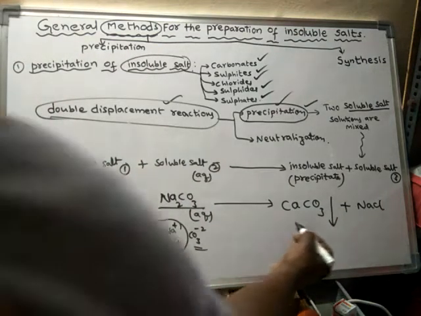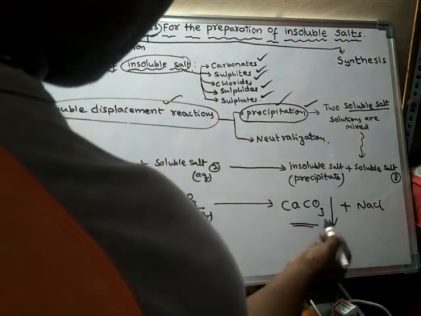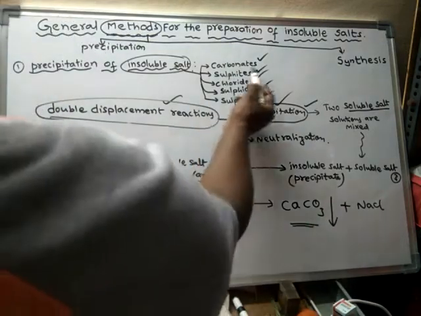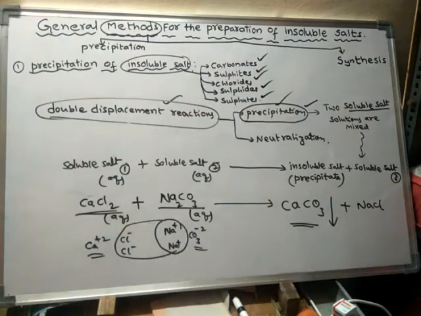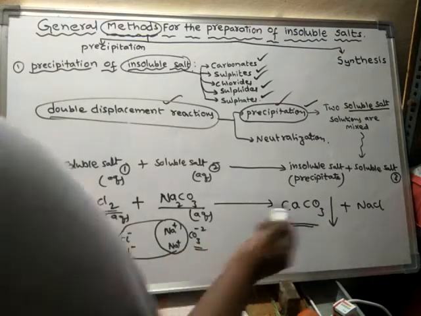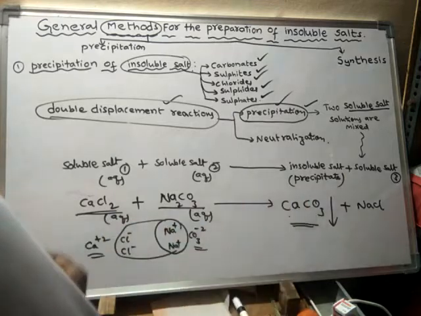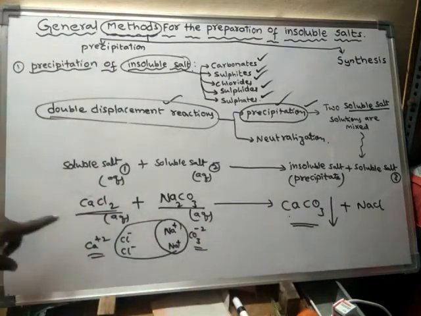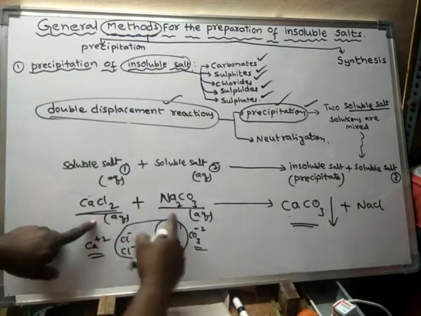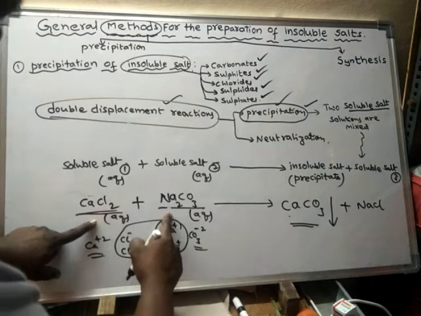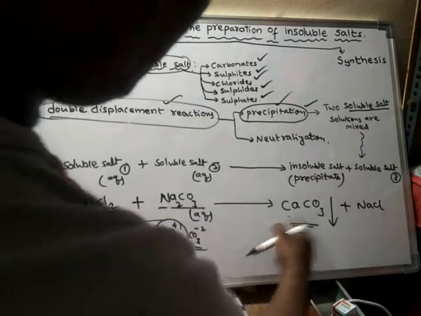This is called the carbonate salt of calcium. Mostly all carbonates are insoluble, except carbonates of sodium, potassium and ammonium. So like this, an insoluble salt can be prepared. This is the general method. One of the general methods is precipitation. Here, the precipitate is formed. These two are soluble salts, and when soluble salts are mixed, you will get an insoluble salt and another soluble salt.